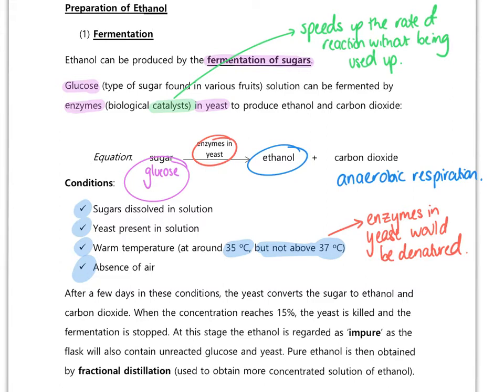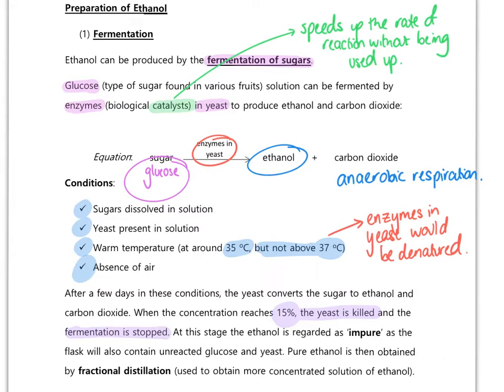So after a few days in these conditions, essentially they're just left in, you can imagine, a reaction flask. The sugars in solution, the yeast in the solution, sitting at around 35 degrees C, covered so that there's no air getting in. So after a few days in these conditions, the yeast converts the sugar to ethanol and carbon dioxide. Once the concentration of alcohol reaches 15%, the yeast is killed, and at that point the fermentation is stopped, because if we don't have any yeast, we don't have this anaerobic respiration taking place, and ethanol will not be produced.